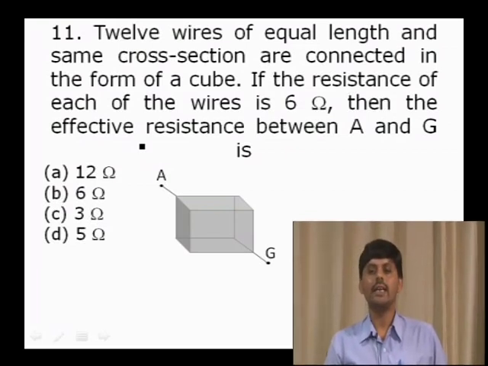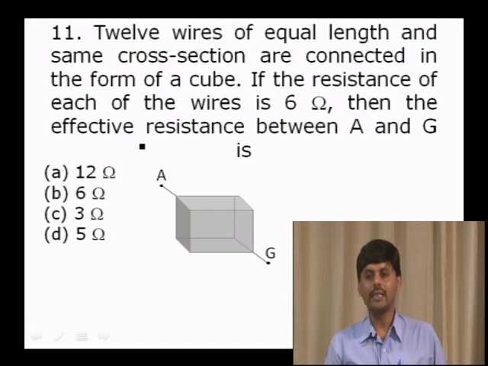This is the skeleton of the cube. The 12 wires of equal length and the same cross-sectional area are connected in the form of a cube. If the resistance of each wire is 6 ohm, then the effective resistance between A and G is: option A, 12 ohm; option B, 6 ohm; option C, 3 ohm; option D, 5 ohm.